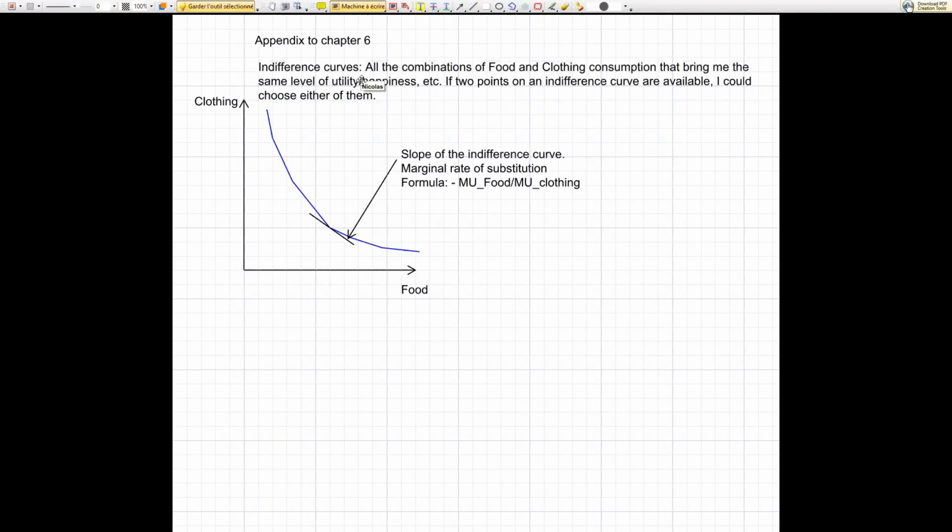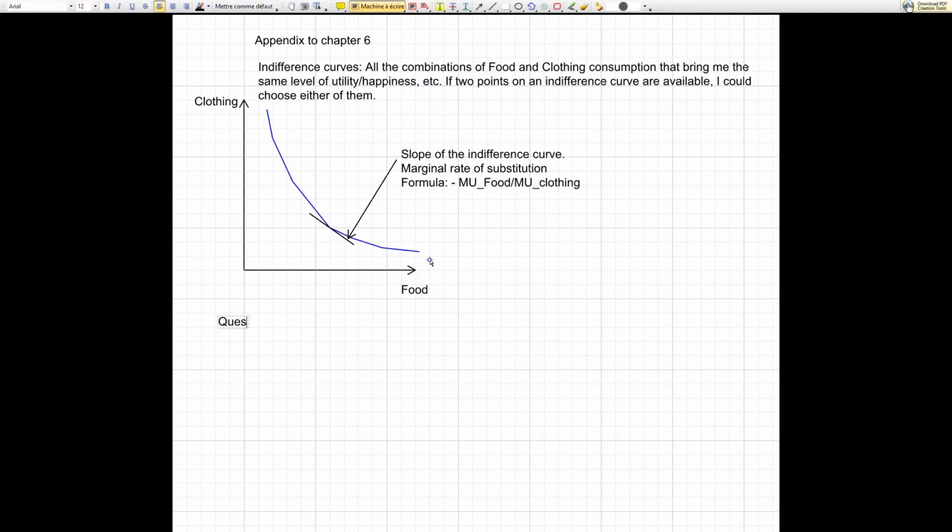You don't even have to have a concept of what is utility or happiness. What you say is, if I can, for some reason, consume either here or here, am I going to choose one or the other? It doesn't matter. I could choose one, I could choose the other. That's my behavior. That's what it means. Okay.